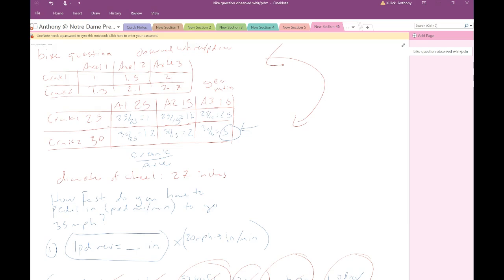So which one would be the most efficient? The biggest one. The biggest number is the most efficient. Lowest number would be the least efficient, yes.